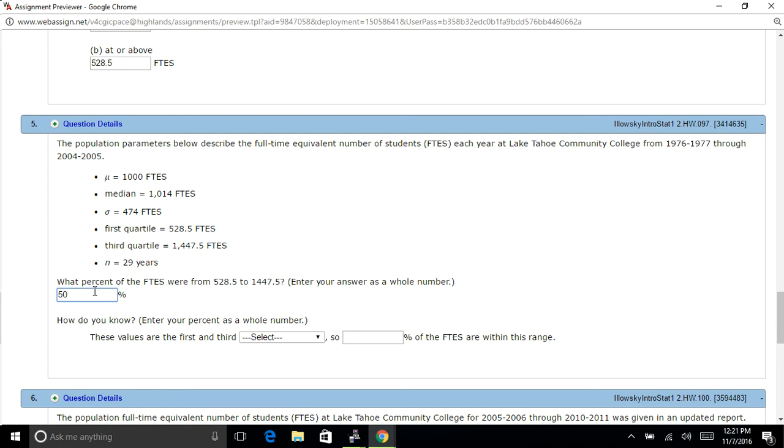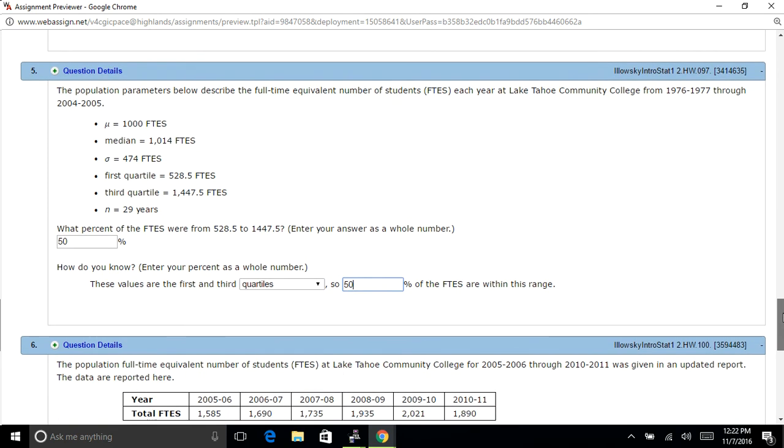So how do I know that? The values are the first and third quartiles. So 50% of the data is in that range. If that didn't make sense to you, go ahead and go back and look at the videos I made about all that kind of stuff.